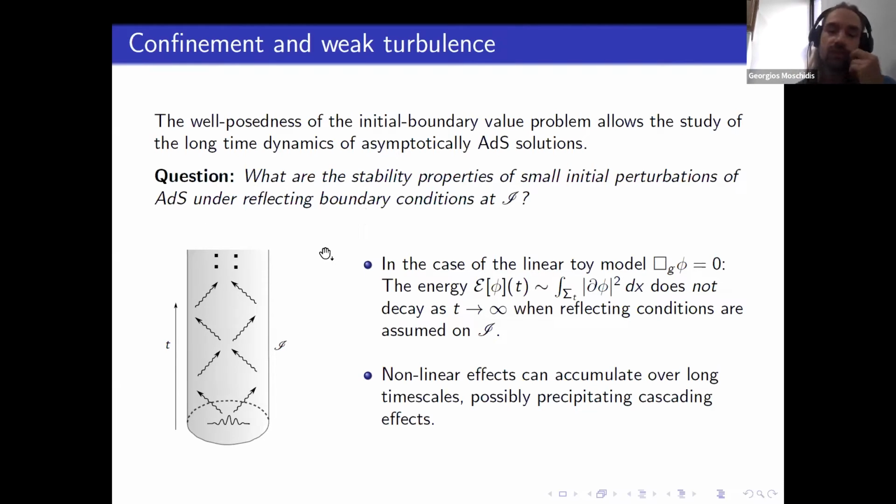And it's easy for you to realize that, in fact, one should not expect AdS spacetime to be stable in this setting. And why is this the case? Well, let's look at the simplest toy model for the Einstein vacuum equations, namely the linear scalar wave equation. Let's assume that we're looking at the linear scalar wave equation on AdS with Dirichlet conditions at infinity. Then we know that as the scalar waves evolve, their energy is conserved. This is exactly because we imposed reflecting conditions at infinity. And in particular, this means that their energy cannot decay as time goes to infinity.